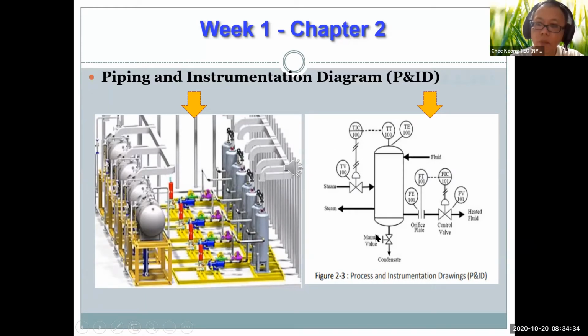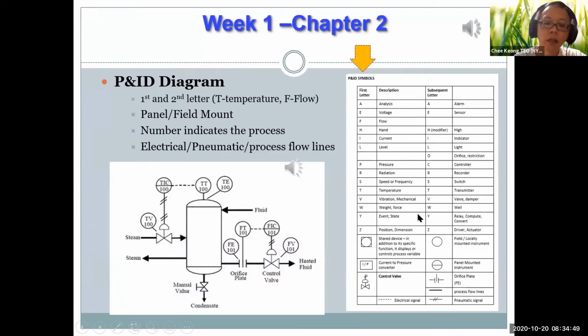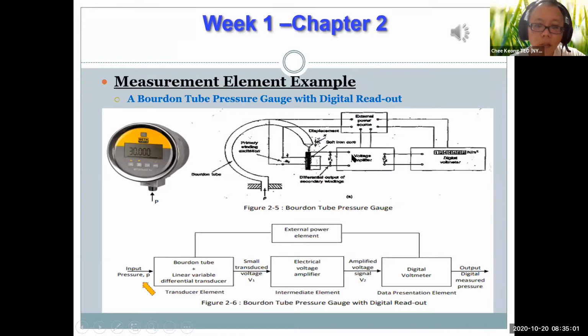So you use symbols like that to represent the actual instrumentation setup. It's the same thing, but engineers prefer to look at it this way because it's simpler. For the P&ID diagram, the explanation can be easily found in the table of P&ID symbols in the formula sheet that is provided. For abbreviations, figure 2 dash.